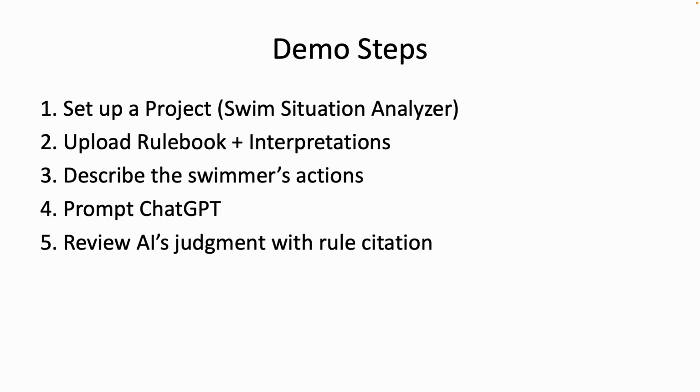For the demo, here are the steps I'm going to follow. First, I'll set up a new ChatGPT project and I'll name it Swim Situation Analyzer. Once the project is defined, I'll upload the rulebook and interpretations. These documents give ChatGPT the knowledge base it needs to make the assessment. Next, in a prompt, I'll describe the swimmer's actions and ask ChatGPT for an assessment. And once ChatGPT returns a response, we'll review the assessment. Now let's show the swim situation analyzer in action.